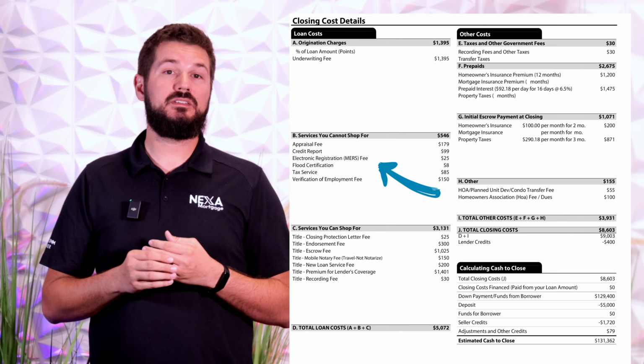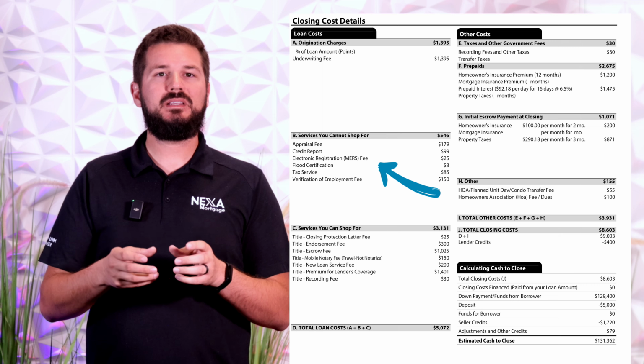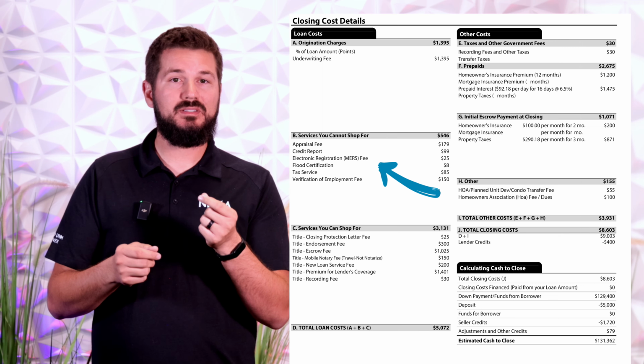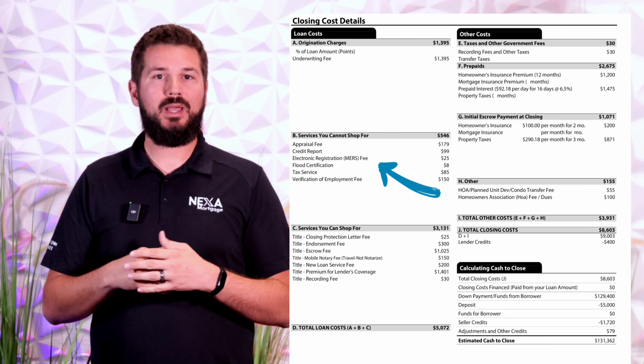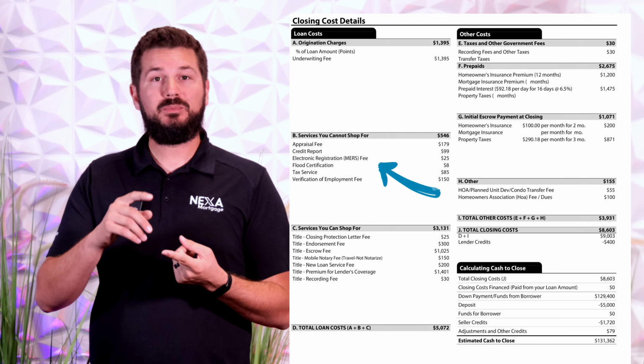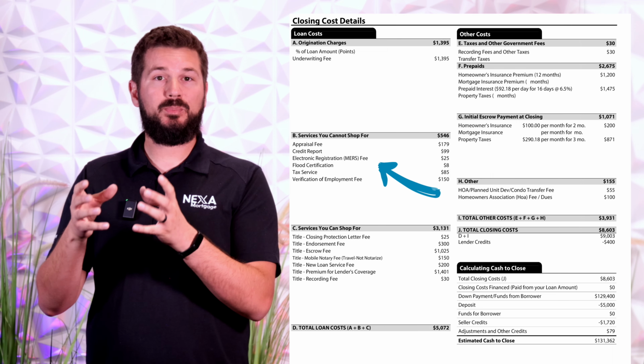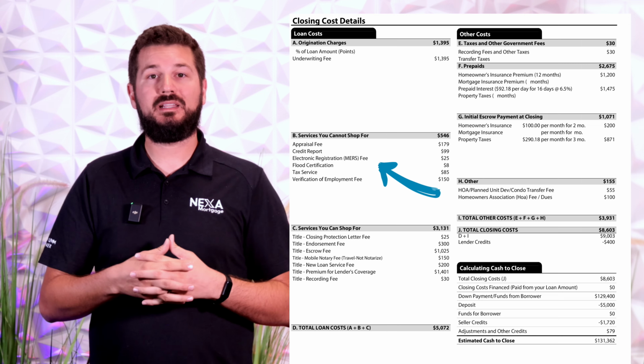Section B is titled Services You Cannot Shop For. These are fees for services that the lender chooses and you typically cannot shop around for them. It includes the appraisal fee, which pays for a professional to evaluate the property and ensure it's worth what you're planning to pay for it.